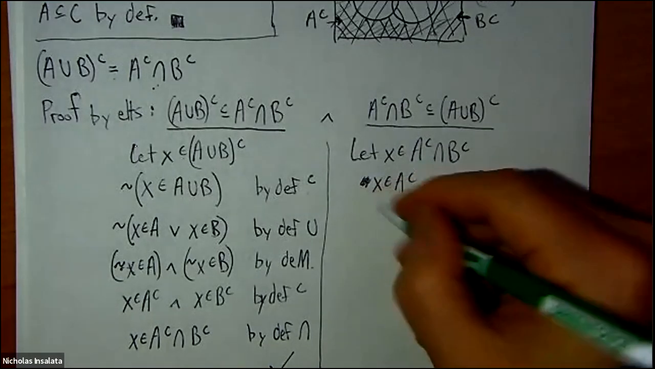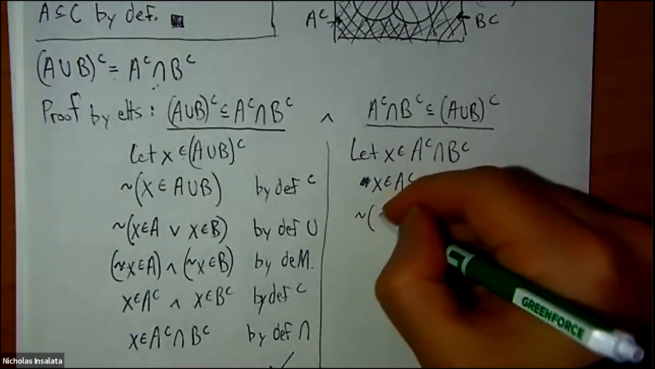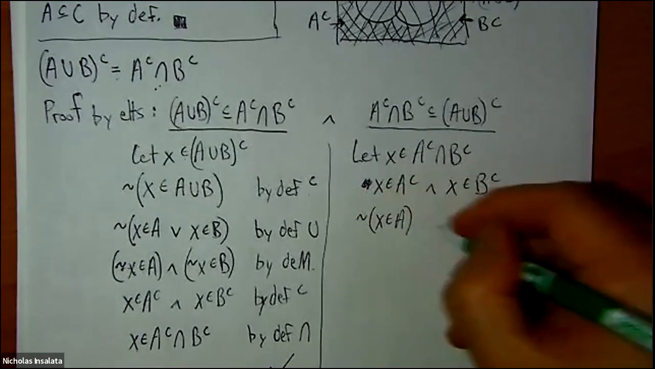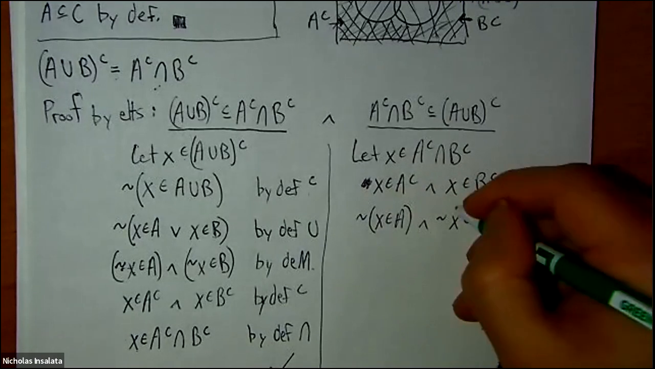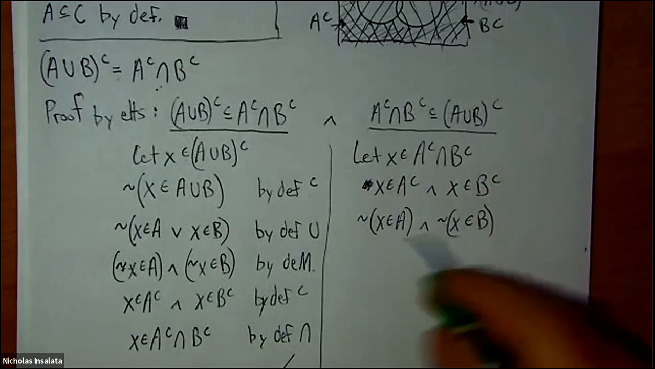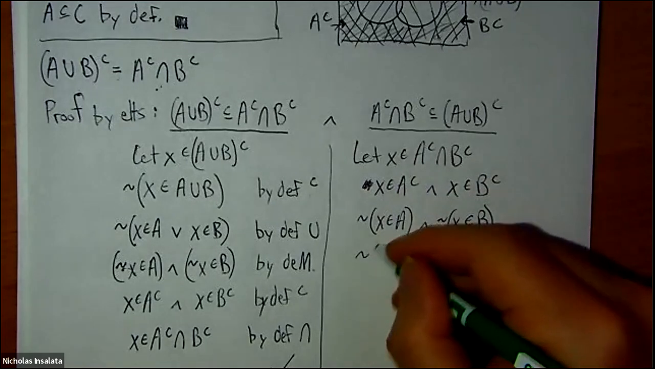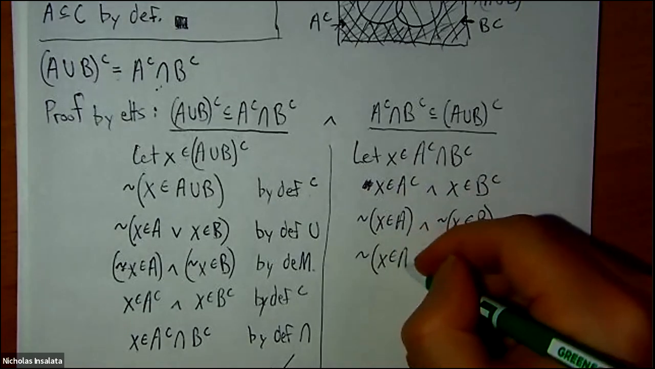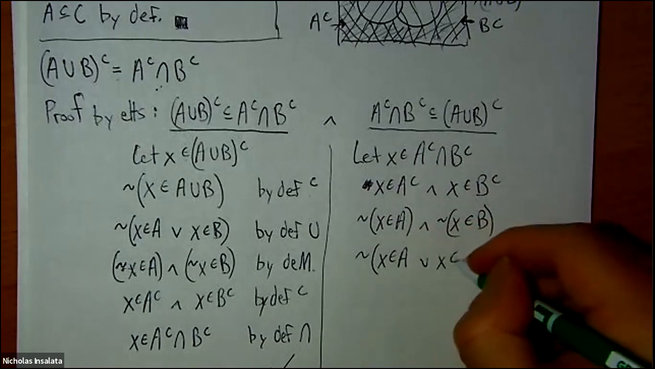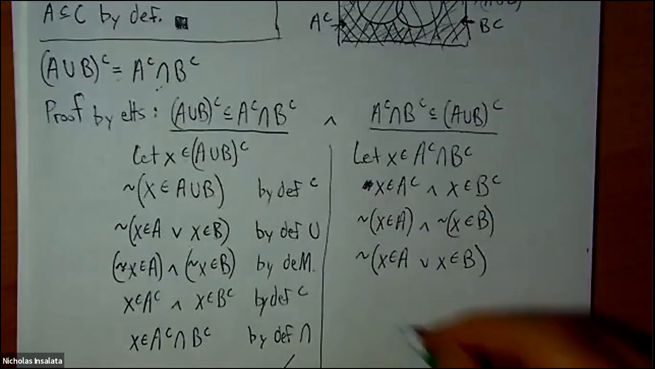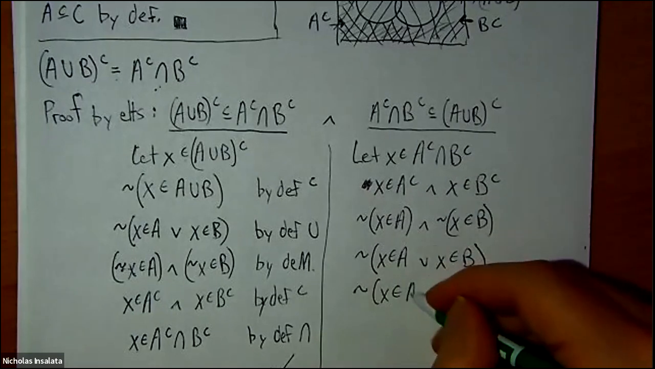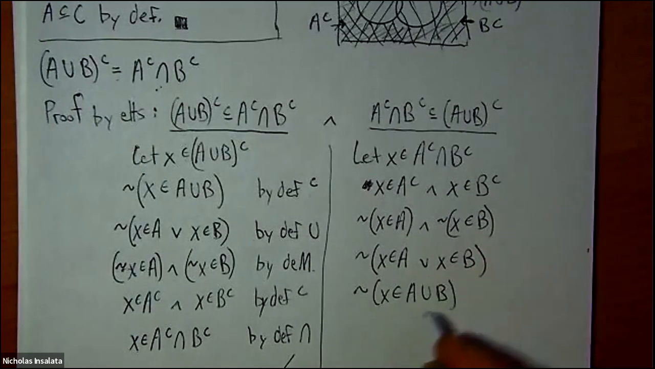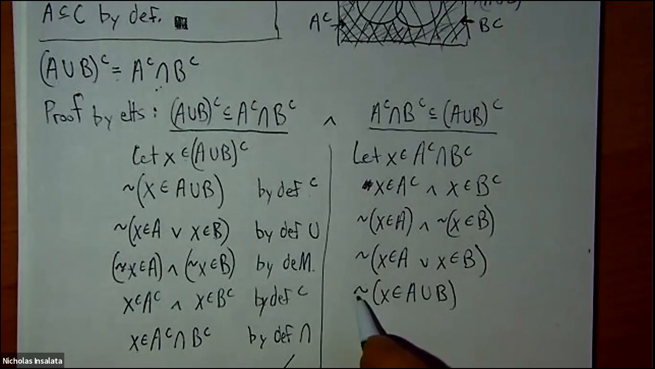Then we can say it is not the case that x is an element of A, and it's not the case that x is an element of B. Then by De Morgan's, we can factor out the negative, leaving us with x is an element of A or x is an element of B. Transform this back into union. And finally, complement from the negation.